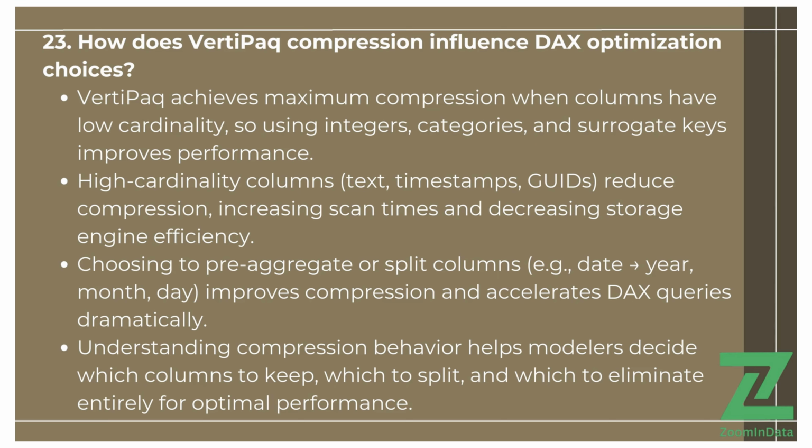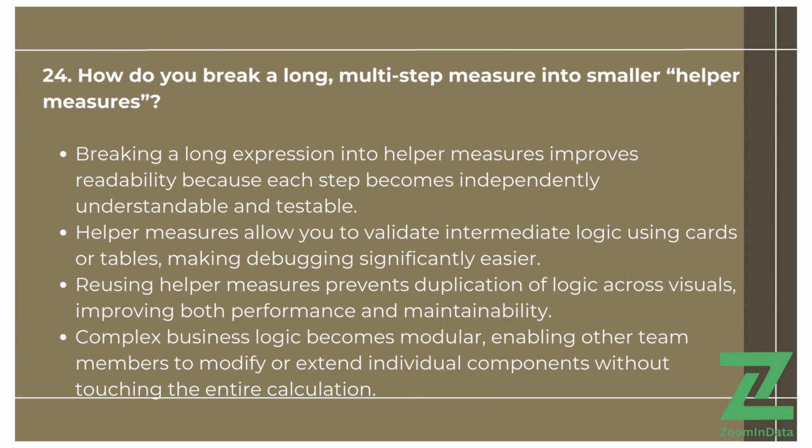Understanding compression behavior helps modelers decide which columns to keep, which to split, and which to eliminate entirely for optimal performance. 24th question. How do you break a long, multi-step measure into smaller, helper measures?